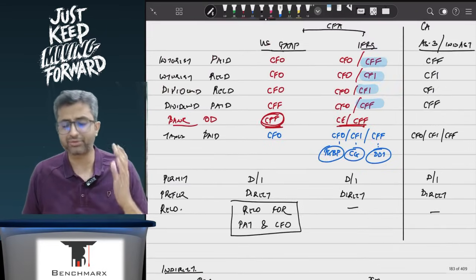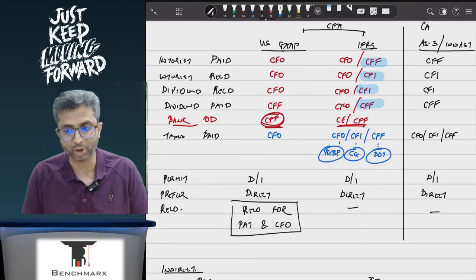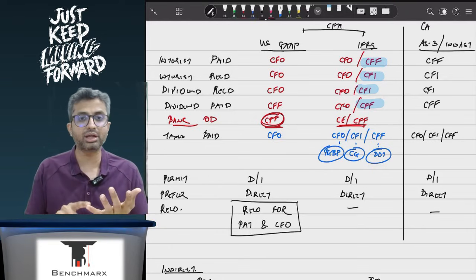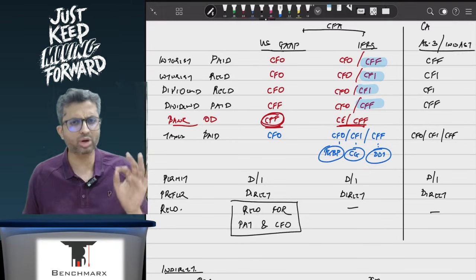Now, there are certain differences between US GAAP and IFRS, and that is quite important for you to remember overall. First of all, when I look at interest paid, dividend paid, interest received, dividend received, these are four core points.